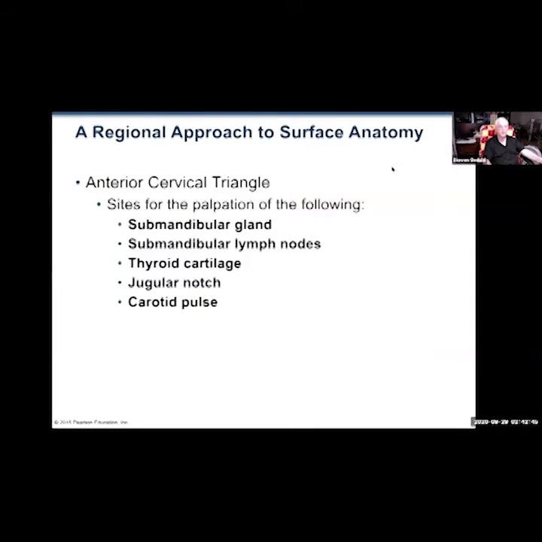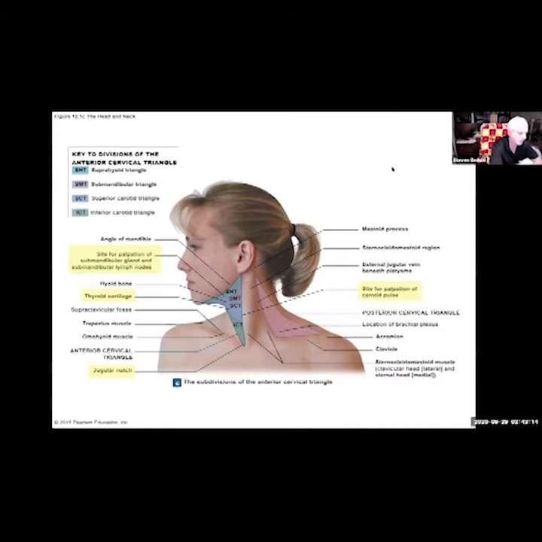There are sites you palpate, that you feel for things in the anterior cervical triangle as a nurse. You have the submandibular glands there. You got the submandibular lymph nodes. You got your thyroid cartilage, your jugular notch, and your carotid pulse. All those things are palpated in the anterior cervical triangle. So everything's in front of or anterior to the sternocleidomastoid muscle. And this is a site for palpation of your submandibular gland and submandibular lymph nodes.